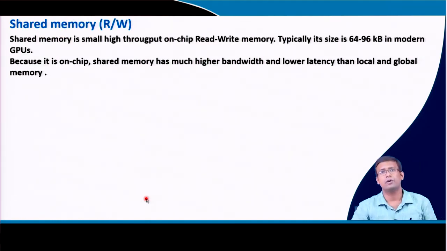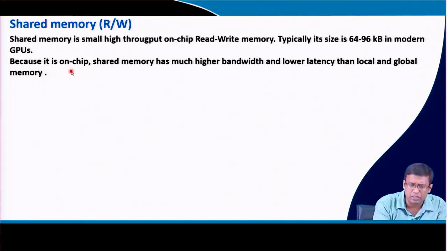Shared memory is an important memory. This memory is shared by all threads in the block. It sits on the streaming multiprocessor, so its size is typically 64 to 96 kilobytes. In V100, 96 kilobytes is given in total, and it can be configured so that part of it is shared memory and part of it is L1. The space is shared by shared memory and the L1 cache.